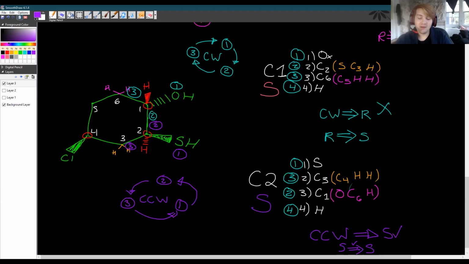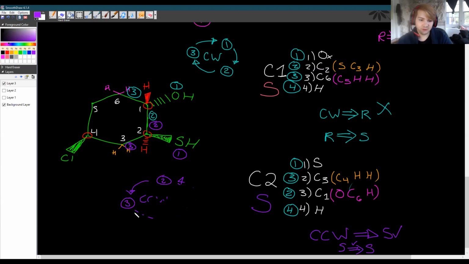And this is why I prefaced this with saying that wedge doesn't always mean R. Here we have a wedge bond, but it's an S rotation. All right. Here we have a dash bond and it's an S rotation. So just because you have a wedge or dash does not automatically mean what the answer is.